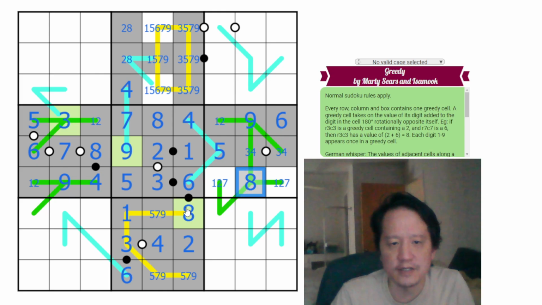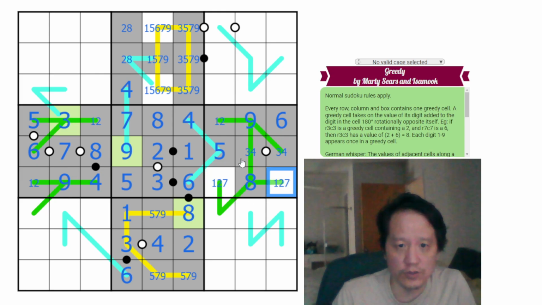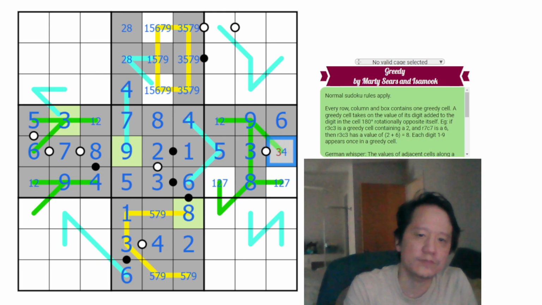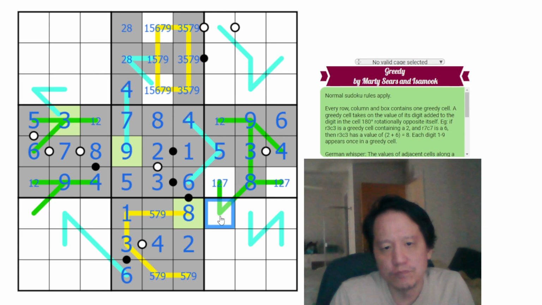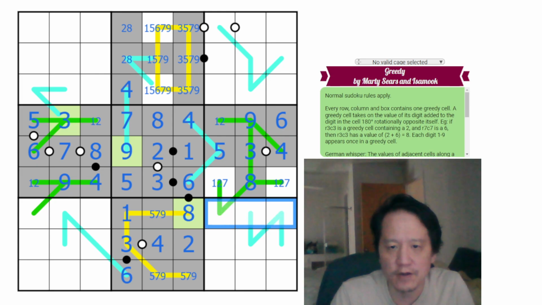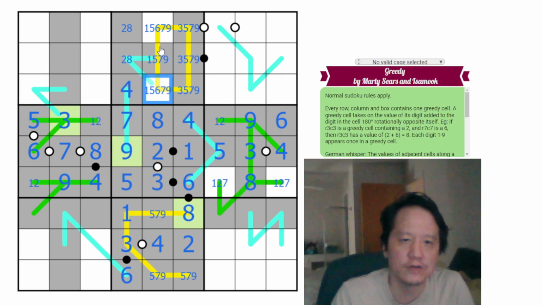Because it's 8, and we already have an 8 that's a greedy digit. So one of these two is a greedy digit. So this has to be 3, and this is 4. Okay, oh yeah. That can't be greedy, because there's only one greedy in each row and column in a 3x3 box. So that can't be greedy. One of these two is greedy.